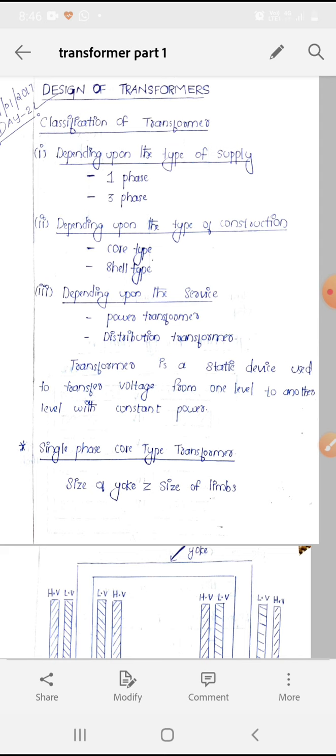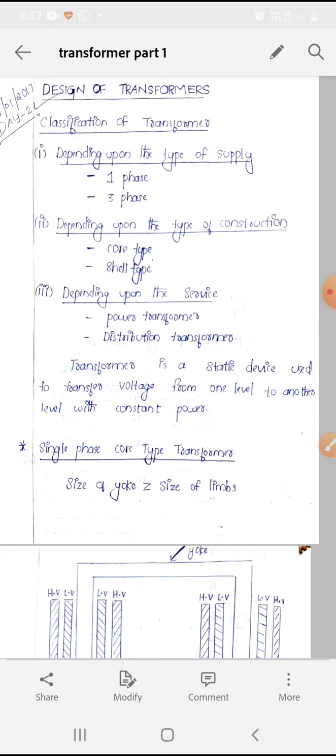Depending upon the type of supply, it is classified as single phase and three phase. Depending upon the type of construction, transformer is classified as core type and shell type, and depending upon the service, it is classified as power transformer and distribution transformer. So we all know about this classification. We had already studied it in our lower semester itself.